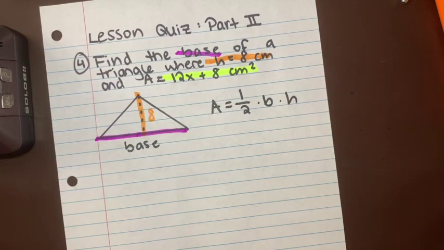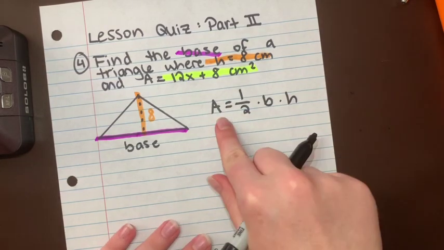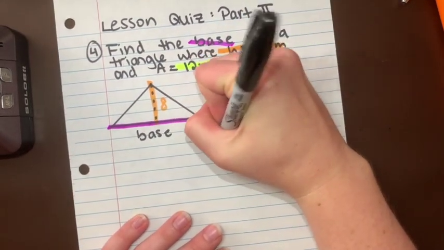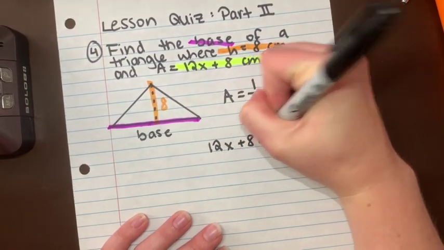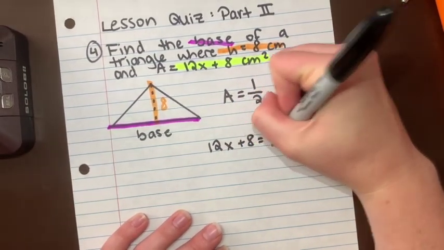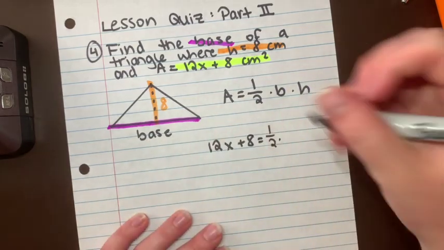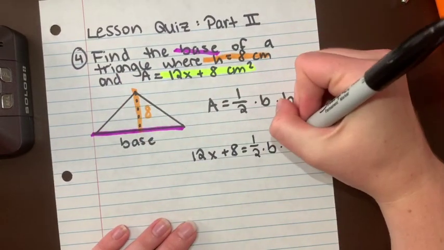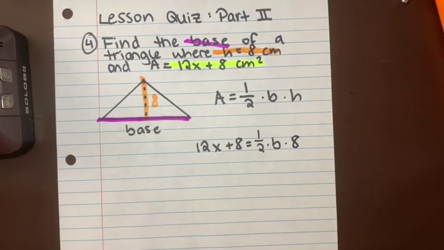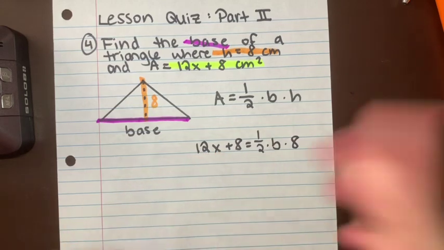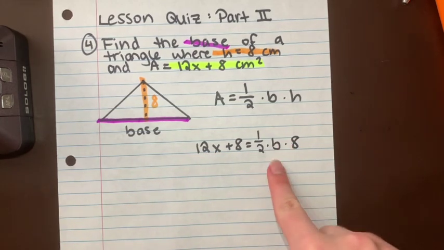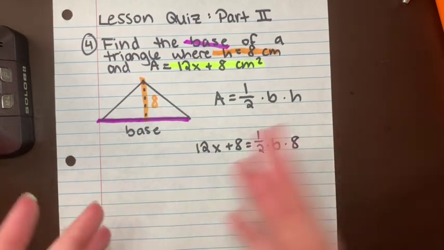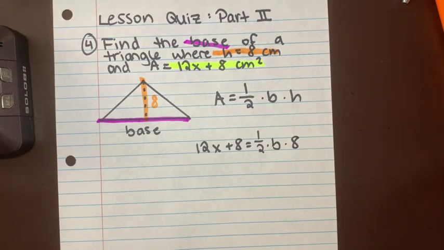And now let's go ahead and plug in the stuff that we know. So I know the area, which is 12x plus 8. I have a 1/2. B is base, which is what I'm trying to find, so that's just going to stay B. And our height is 8 here. And now we are solving for B. And remember, this x is still going to be here. We're not solving for x, we're solving for base, the B, and it's going to have an x in the answer, and that's okay, that's fine.